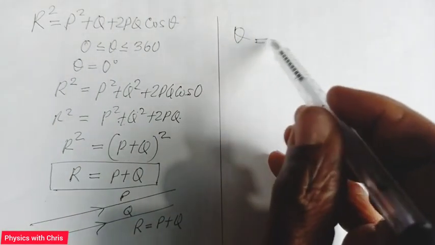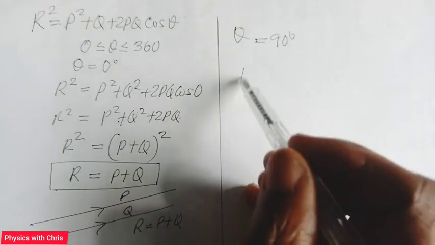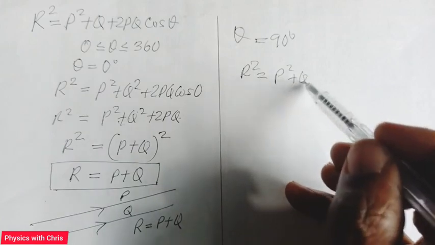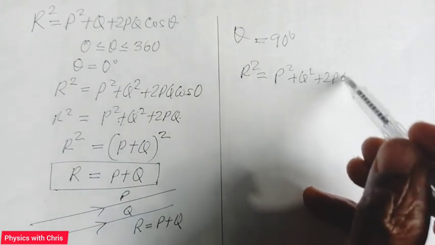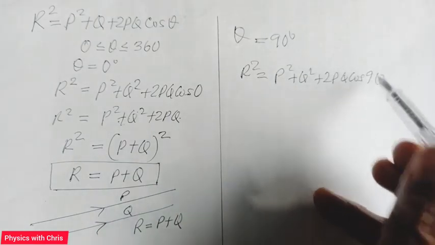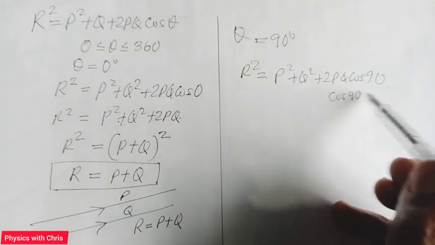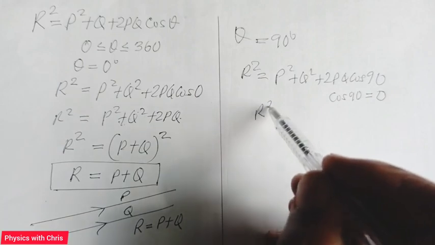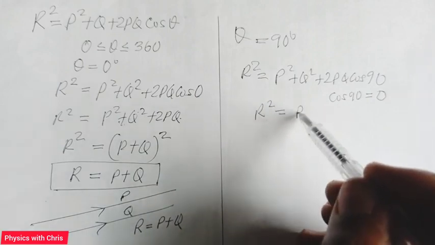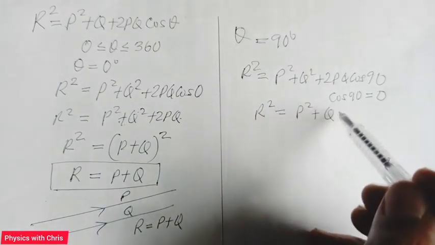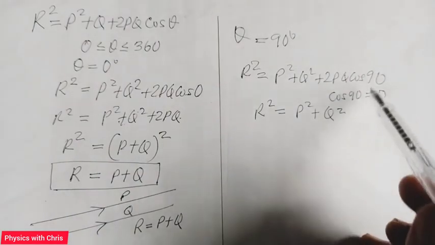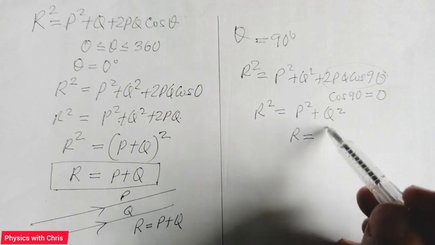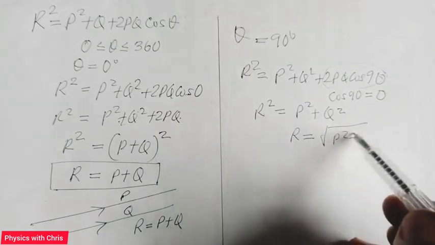Suppose the angle between them is 90 degrees. So we have r squared equals p squared plus q squared plus 2pq cos 90 degrees. Now recall that cos 90 degrees, if you check from your four-figure table, is 0. That gives you r squared equals p squared plus q squared. You see that now? Because 0 times all this gives you 0. So that your resultant vector r is the square root of p squared plus q squared.